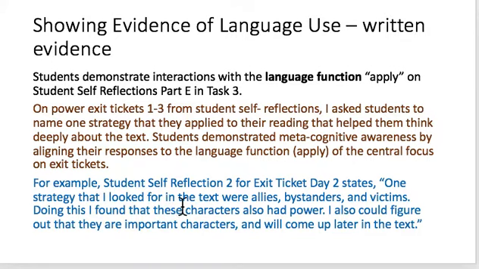Students demonstrated metacognitive awareness by aligning their responses to the language function apply of the central focus on exit tickets. Again, now concrete example. For example, Student Self-Reflection 2 for Exit Ticket Day 2 states, one strategy that I looked for in the text were allies, bystanders, and victims. Doing this, I found that these characters also had power. I could also figure out that they are important characters and will come up later in the text.